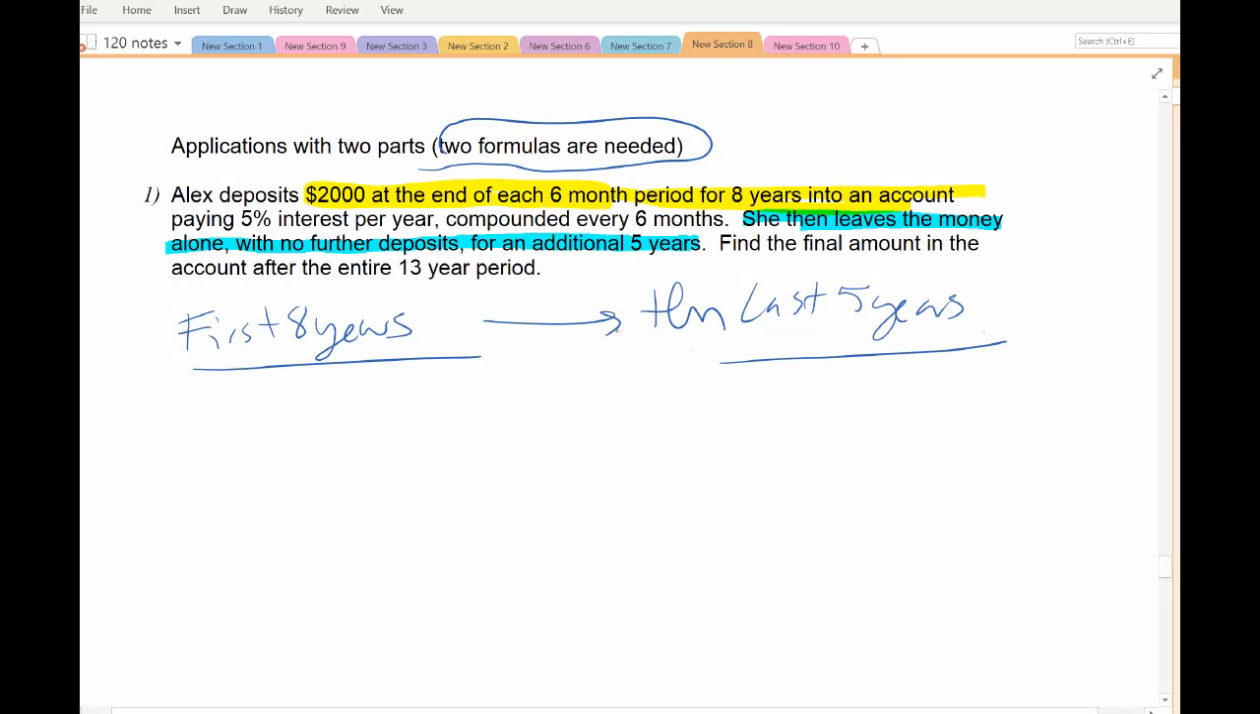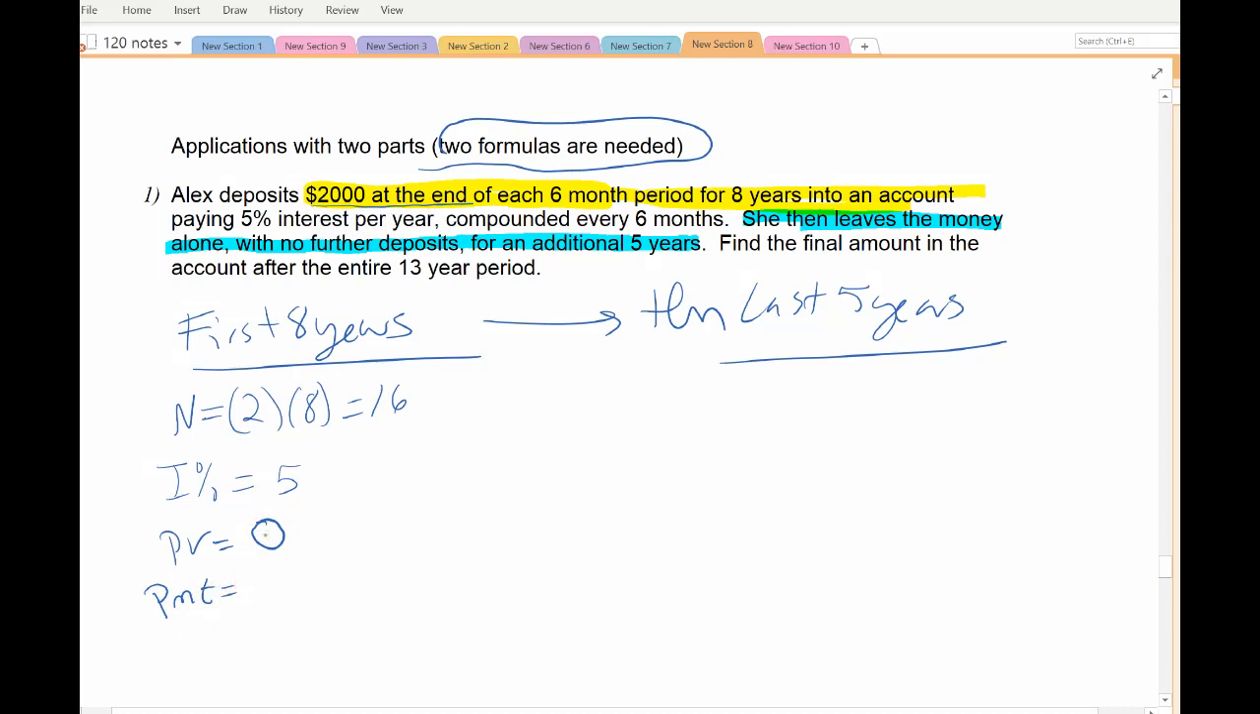All right, but I have to do my 8 years first. So again, we're going to use the TVM solver. N is my compounding period, which is every 6 months or twice a year for 8 years. So 16 times she's going to add $2,000 into this account. Our interest rate is 5. Present value, well, when she opens the account, she plugs the $2,000 in at the end of the month, so it starts out with nothing. The present value is nothing.